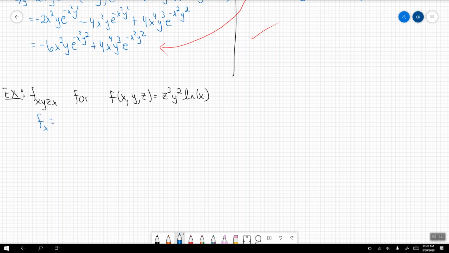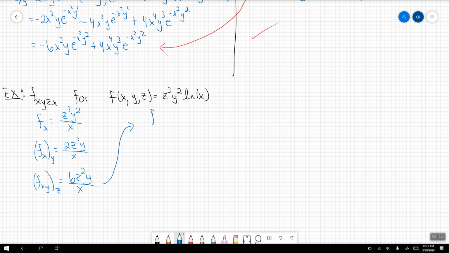So first we find the partial with respect to x. That's going to be z cubed y squared over x. Then find that derivative using that function, find that derivative with respect to y. That's now going to be 2z cubed y over x. Perfect. Now we want to take that function f sub x y, and we want to find the derivative with respect to z. Finding that derivative with respect to z, that's going to be 6z squared y divided by x.